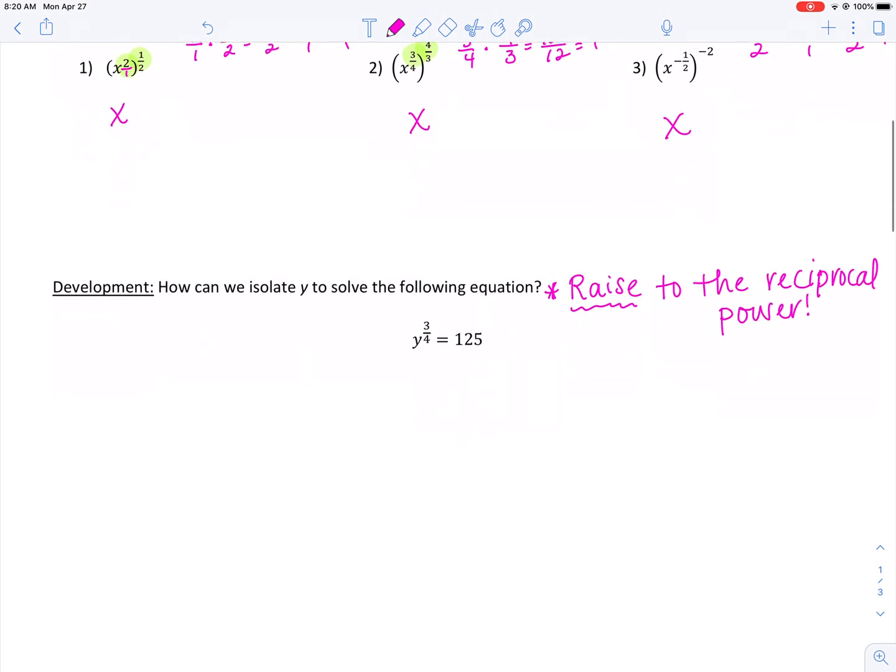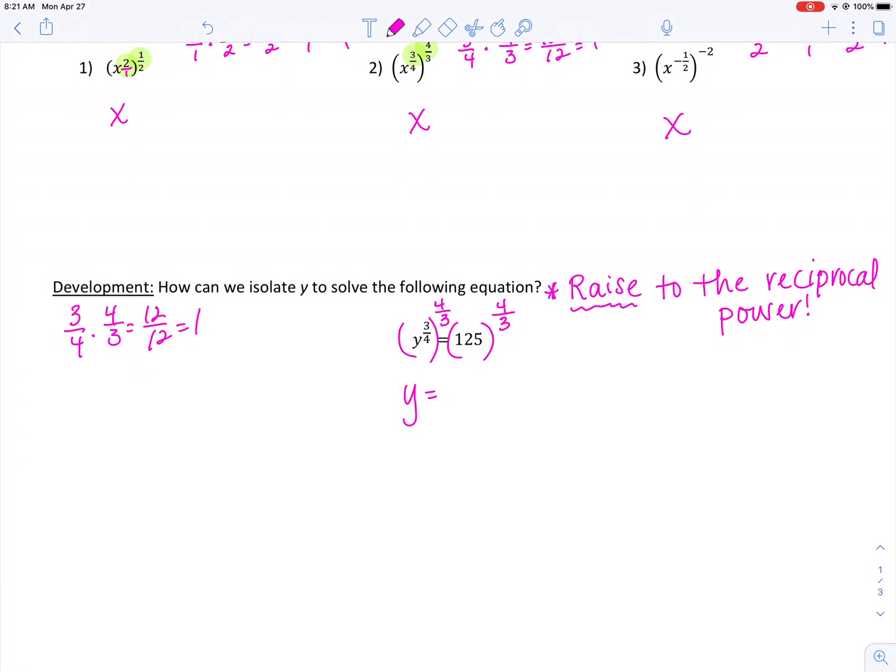So if I want to get rid of that 3 over 4, I'm going to raise it, not multiply it, raise it to the 4/3. The reason you're raising it is because when we raise a power to a power, that's when we multiply. So think about that. When you have 3/4 times 4/3, you get 12/12, or 1. So we just got y by itself. But remember, you can't just do something to one side. You're now going to do the same thing to the other side. Raise both sides to the 4/3.